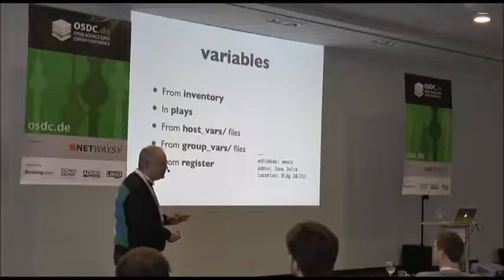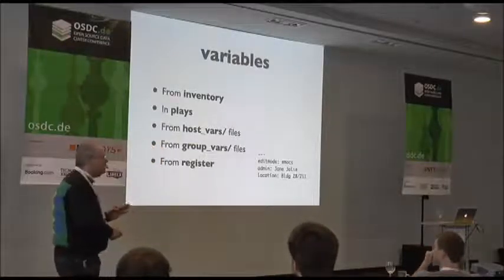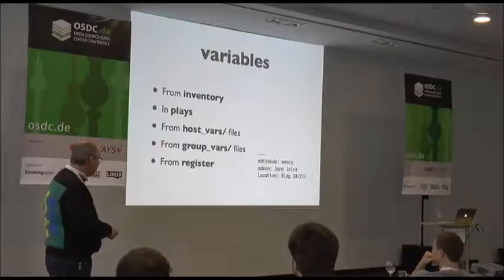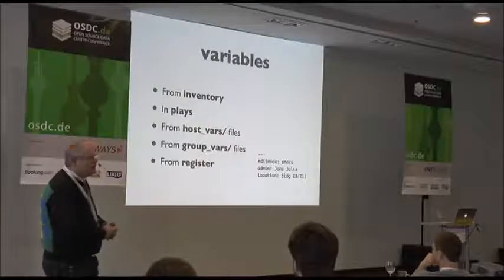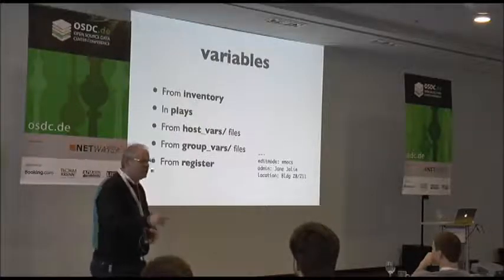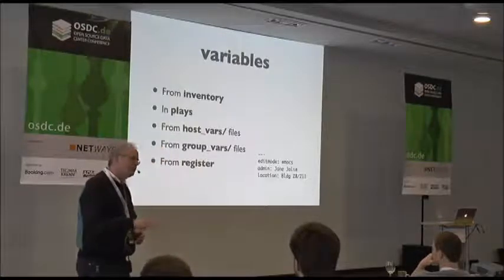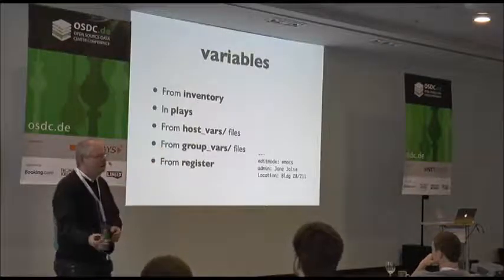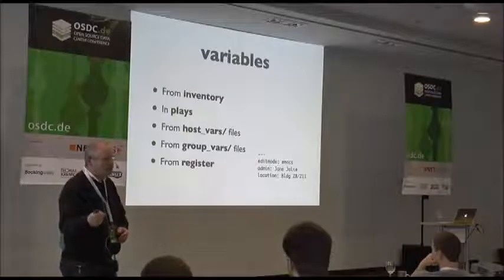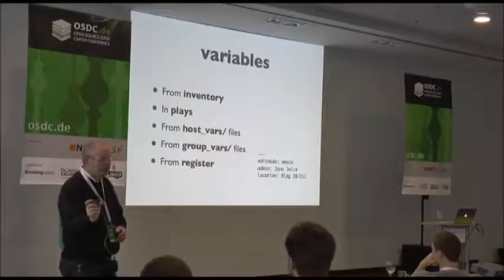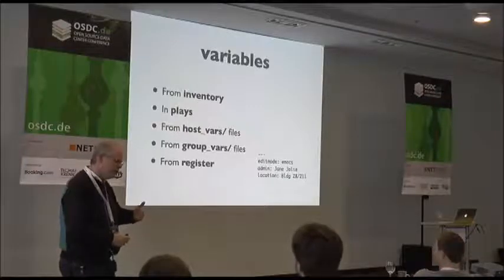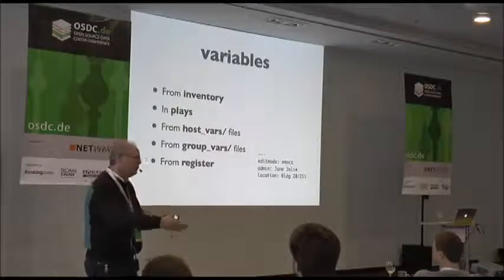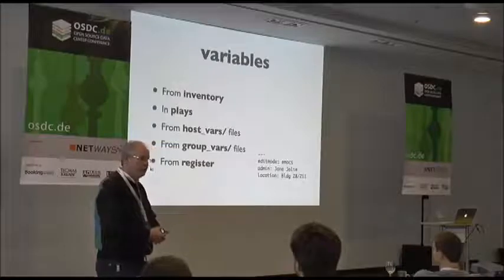And group vars and host vars files are YAML files, an example on the bottom right here. YAML files, variable colon value, variable colon value, which are located in the host_vars directory, respectively in the group_vars directory, and are picked up automatically by Ansible from host_vars, matched on hostname.yml, or for group vars, matched by group.yml. So automatically picked up and merged into whatever we already have.